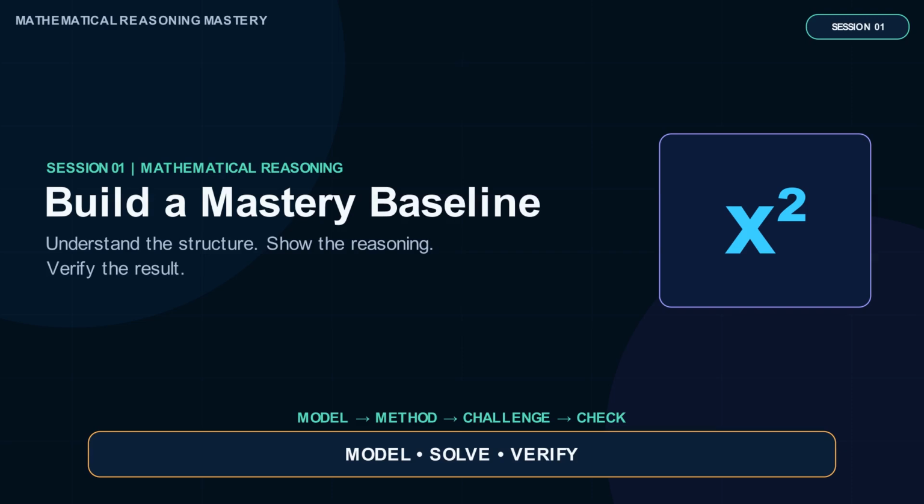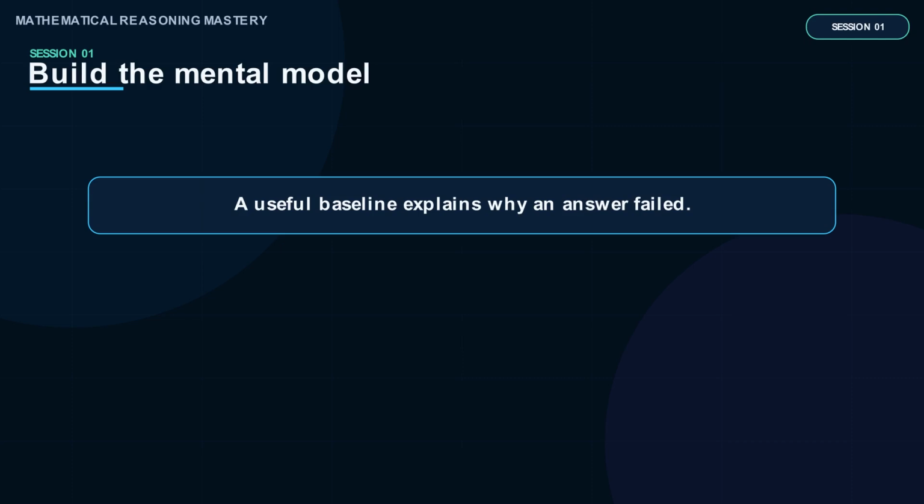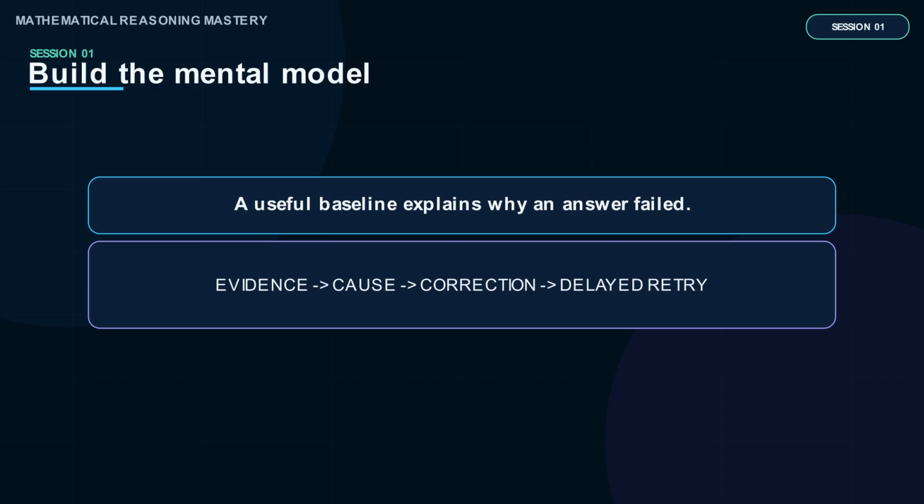Keep a pencil ready. We will build a mental model, use a repeatable method, solve a demanding example, diagnose an error, and finish with an independent checkpoint. Start with this principle. A useful baseline explains why an answer failed. Use this visual structure: evidence > cause > correction > delayed retry. Read every symbol and label before calculating.